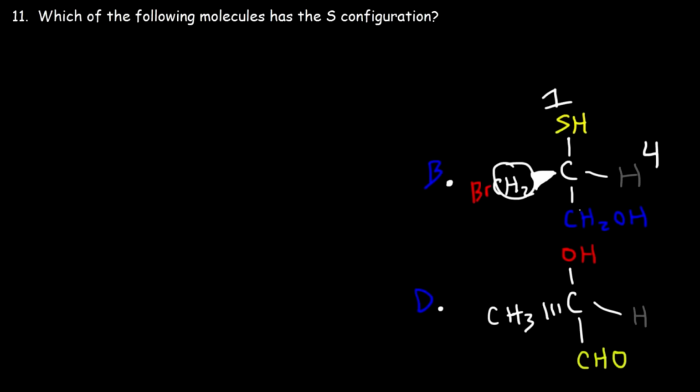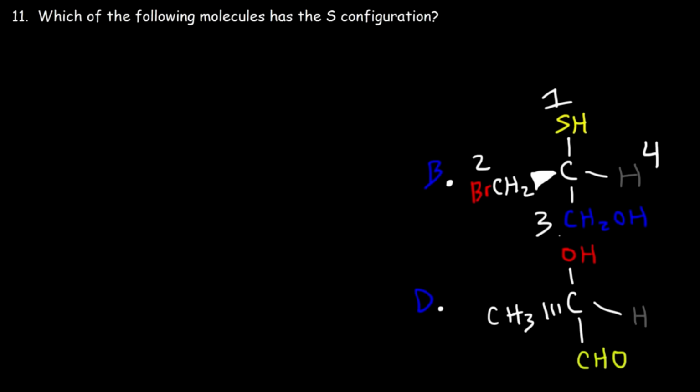Now, these two carbon atoms are similar, so let's move on to the second atom relative to the chiral carbon, and let's see if there's a difference. Bromine has a higher atomic number than oxygen. So therefore, this is going to be group number 2, and this will be group number 3.